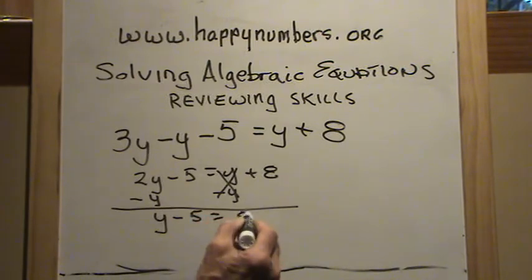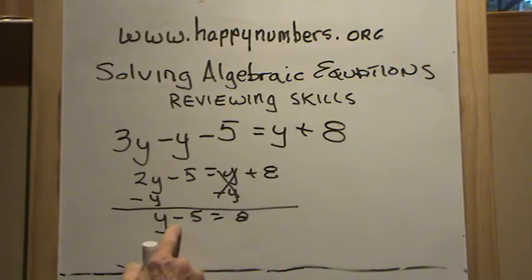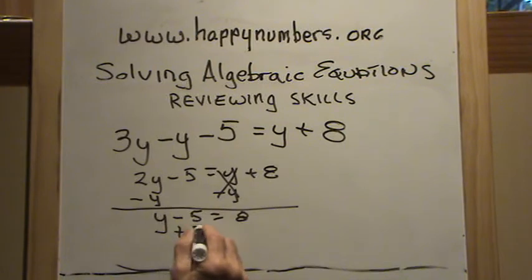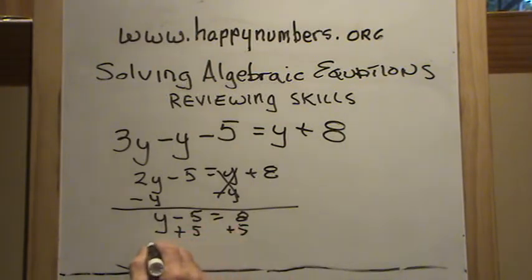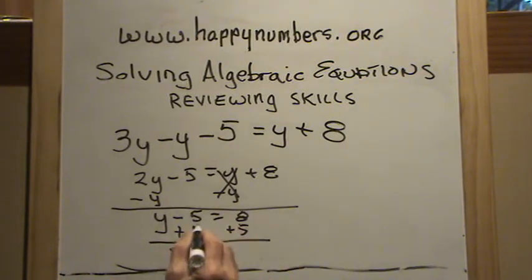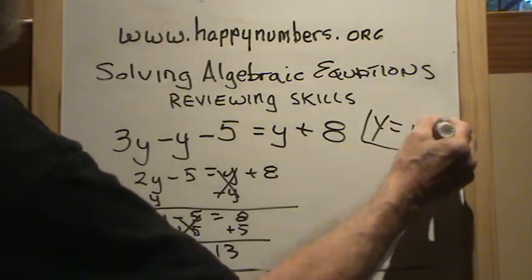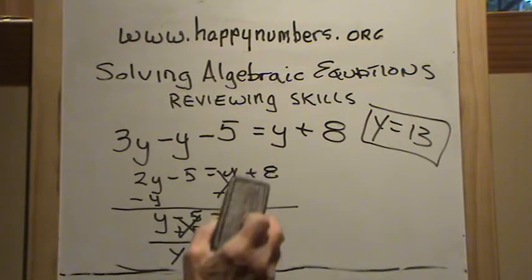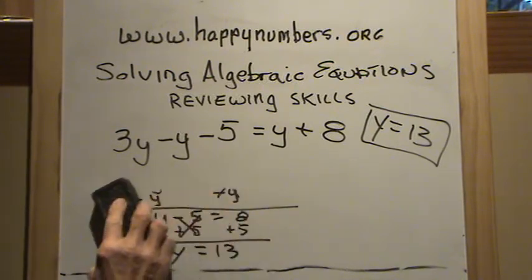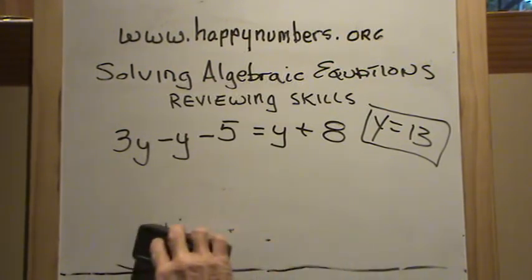equals 8. We have a negative 5, so we'll put positive 5 here, positive 5 here, and we get y, and this goes away, equals 13. So here we're saying y equals 13. I want to check this. Let's plug that value in and see. I'm not quite sure if we worked that problem correctly.